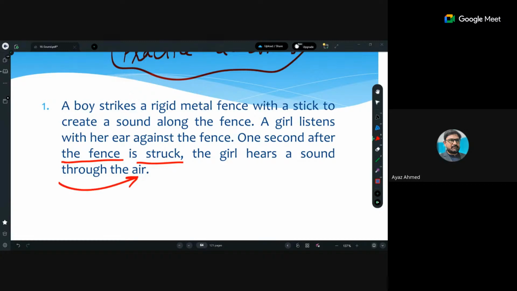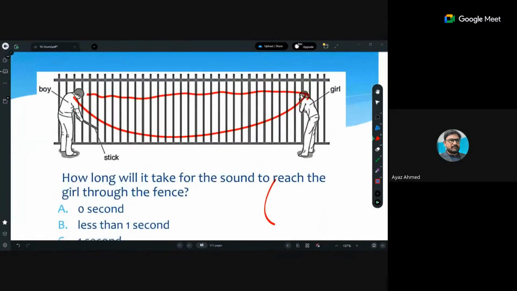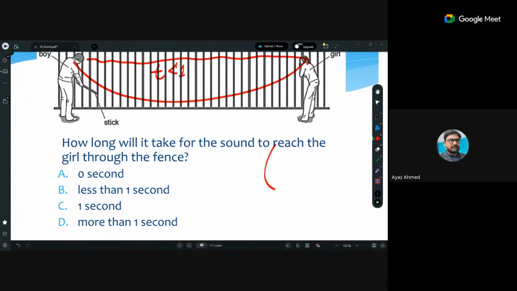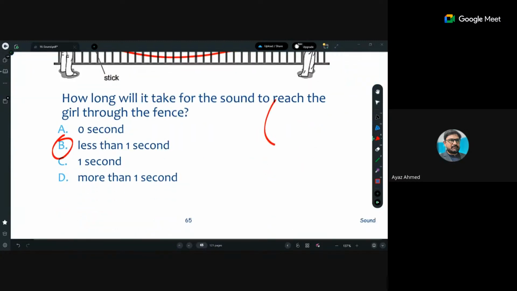If the sound takes 1 second to reach from boy to girl through air, then through the fence it will take less than 1 second. The time taken would be less than 1 second. That's why option B would be correct.